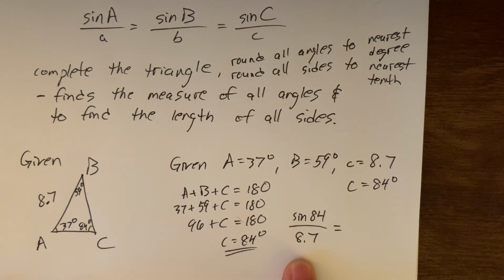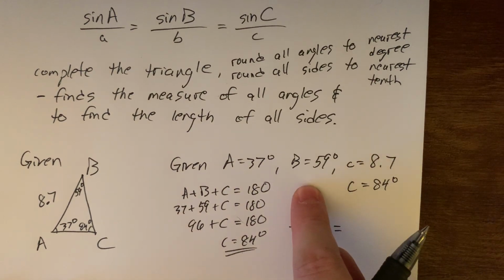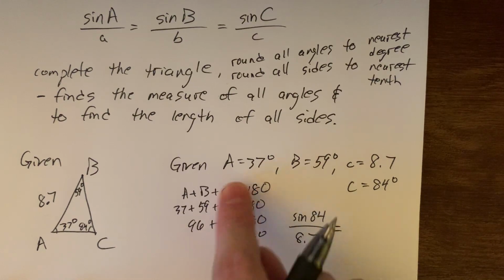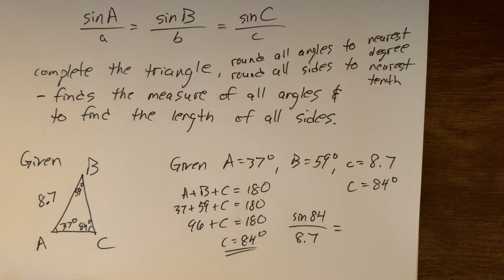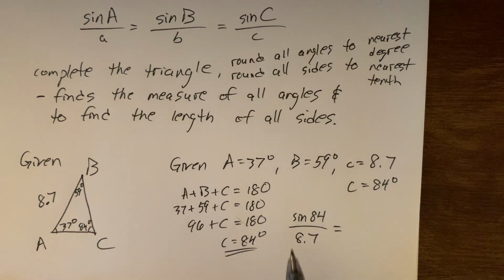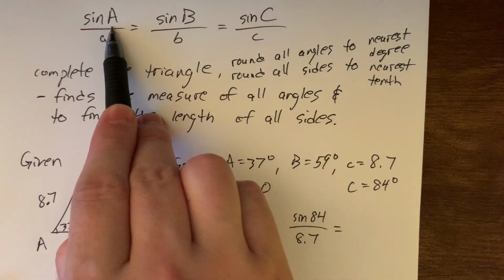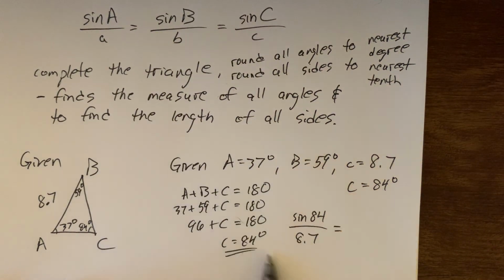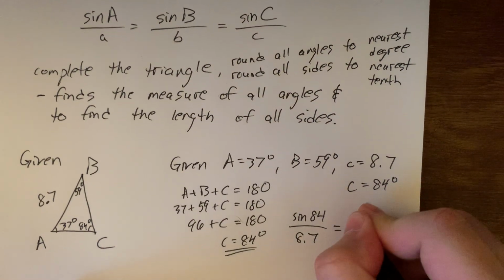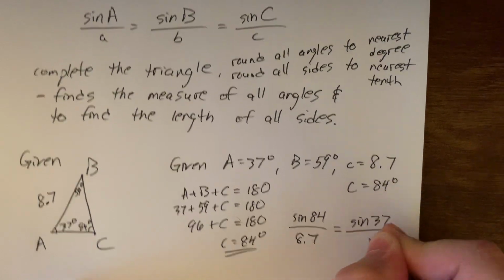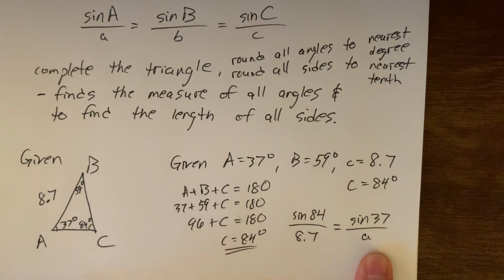Now, what do I want? Well, I'm missing side B and side A, and it doesn't matter in any order. I'm going to have to do almost the same thing twice. I'm going to start off finding side A, which means I need to know angle A. So I've got that, so I come to my other side. I've got sine of 37 over little a.